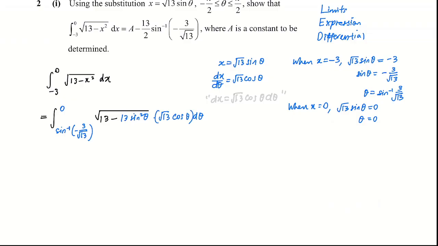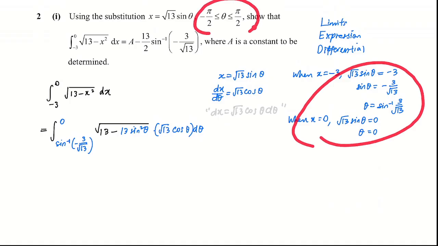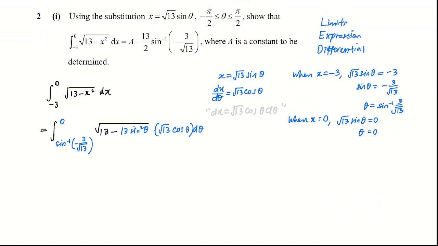When you change everything, it's best to change everything in one go, so that you change all your limits, expression, and differential all together. Also, you need to double check that the angle that you get for theta would be within this domain over here. So remember to double check and read again, check the domain, and so on.